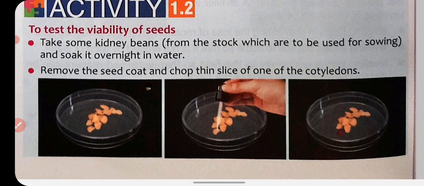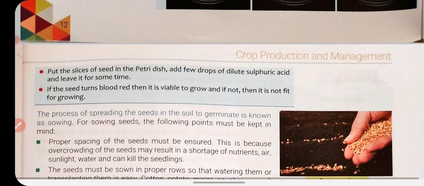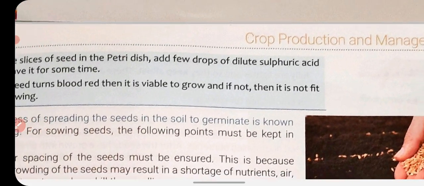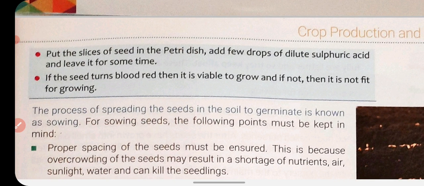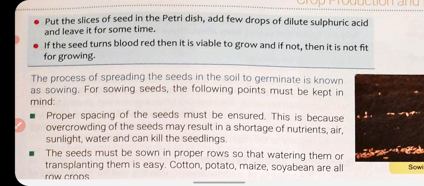And then you will have to pour some drops of dilute sulfuric acid, and leave those seeds for some time. Then you will see if the seed turns blood red, then you will be sure that these seeds are viable, meaning they are healthy seeds. They can grow and germinate very well. And if they do not show the blood red color, then they are not fit for growing.